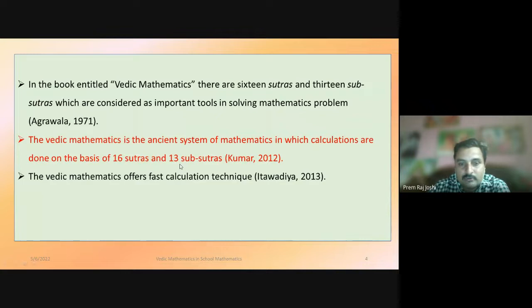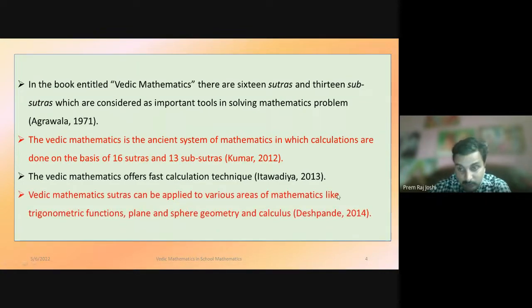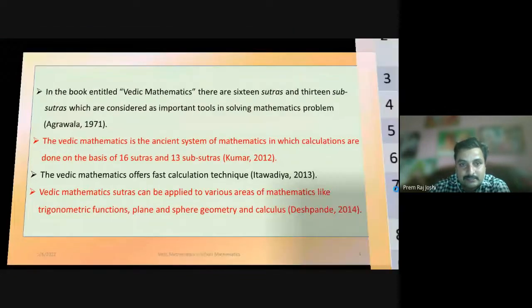Vedic mathematics offers fast calculation techniques, and not only calculations, these are applied in other fields. If we go through the research based on Vedic mathematics, these are very useful in computer science research as well, and in other fields their applications can be found in other branches of mathematics or in the sciences.